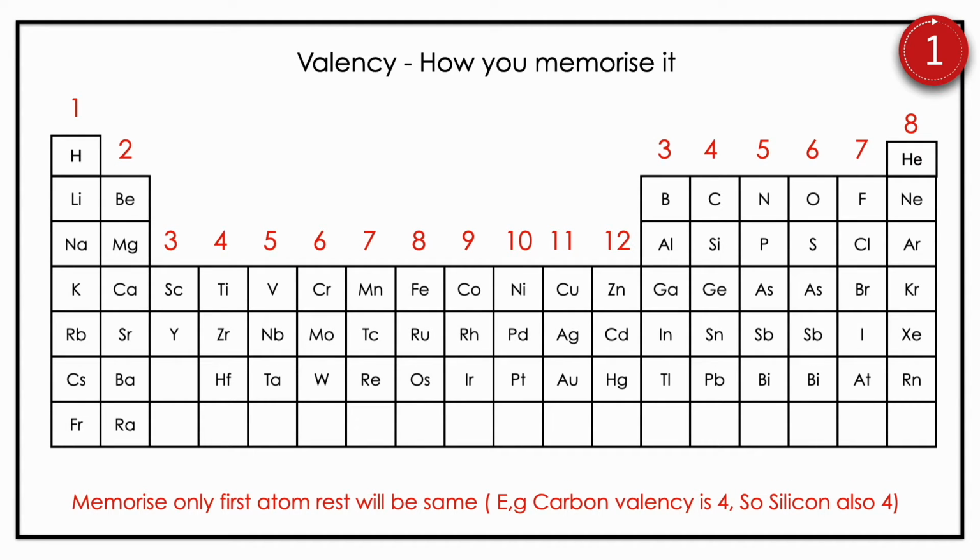Here is a little note on valency. To master structure prediction, you should memorize the s, p, d block elements' valency, which will be easy. You should memorize only for the first atom; the rest of the atoms will be the same. Suppose you are finding for boron, aluminum will be the same. In the same way, fluorine is the same, chlorine is the same. So memorize the first atom, and all other atoms in the same group will have the same valency. If you memorize the valency only, you can master the whole structure prediction.